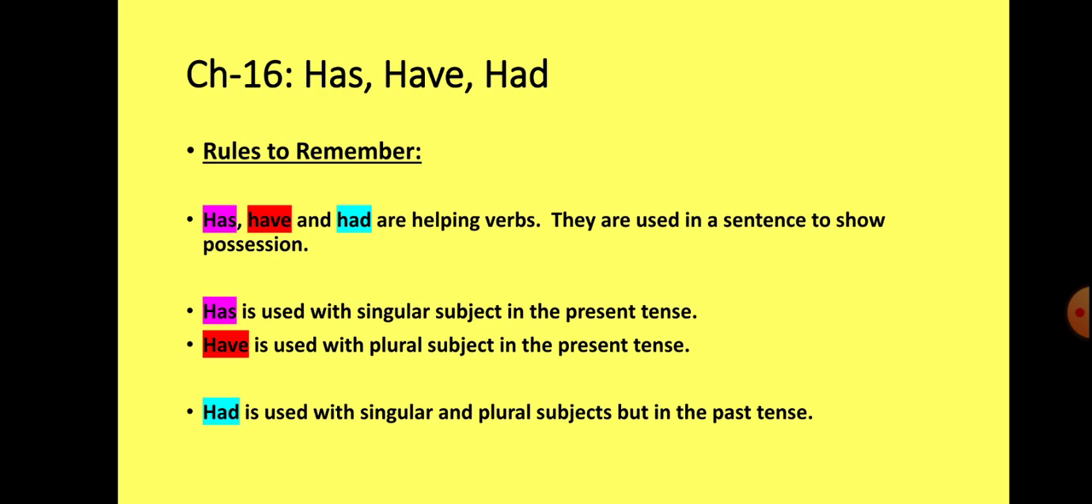So remember children, we have two helping verbs for present tense, that is has and have. Has is used with singular subject in the present tense, and have is used with plural subject in the present tense, whereas had is used with singular and plural subjects but in the past tense. You will understand them better when I start doing the exercises. It comes with lots of practice and drilling. Drilling means you have to keep saying these sentences or phrases so that your mouth gets used to it.